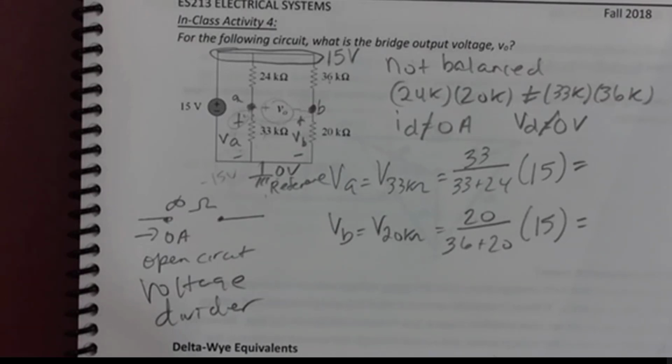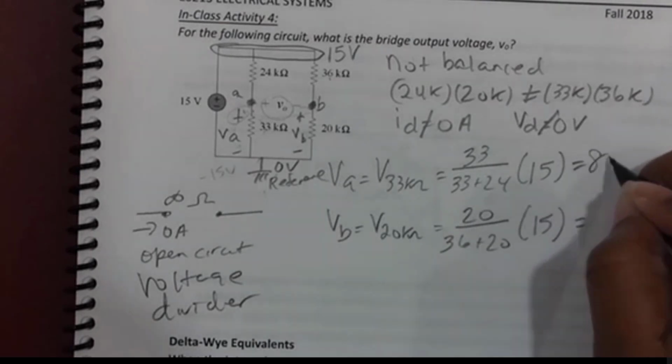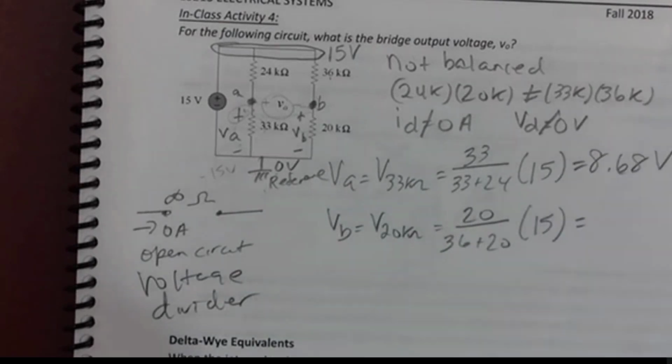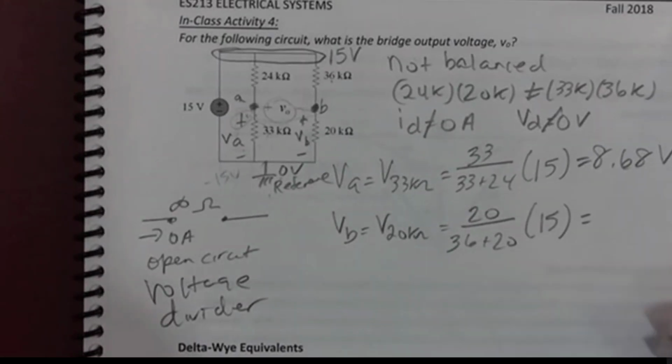What's the voltage A? 8.68 volts. Okay. And what's the voltage B? .36 volts. Okay.